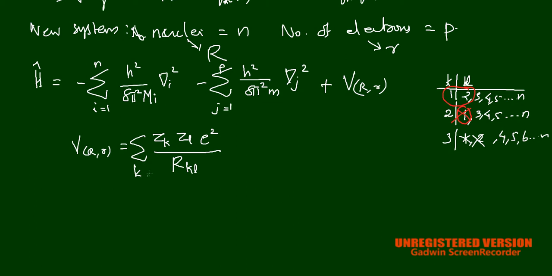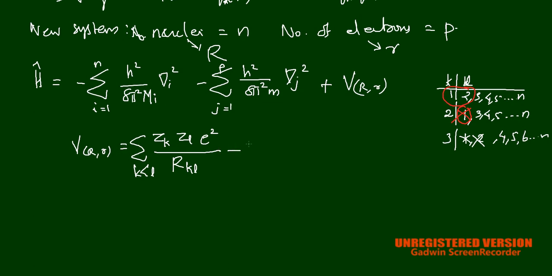So that is why you have to give here one condition: K is less than L. K should always be less than L. If you are taking 1, then 2, 3, 4, etc. If you are taking 2, then 3, 4, 5, etc. Like that, so L is always greater than K. That is a condition that you have to impose there. I hope you understood that. Minus, okay, that is the nucleus repulsion.